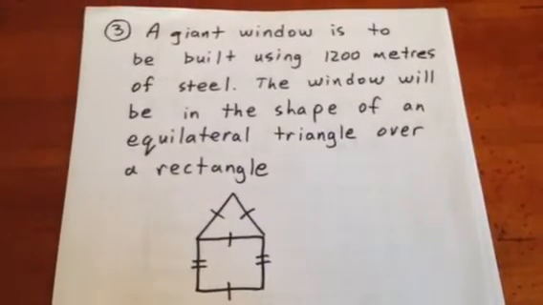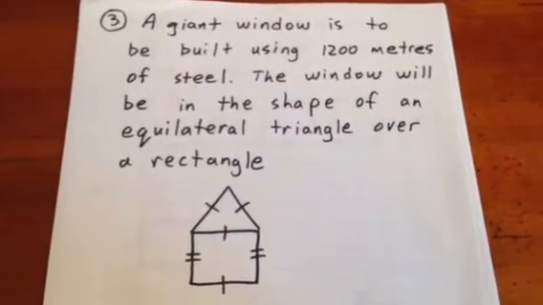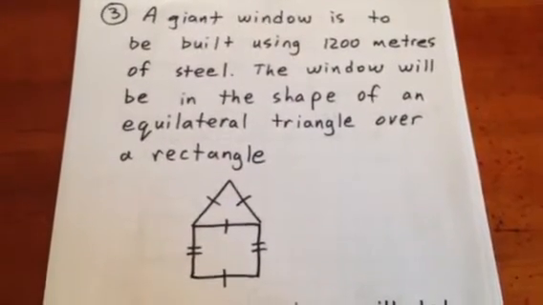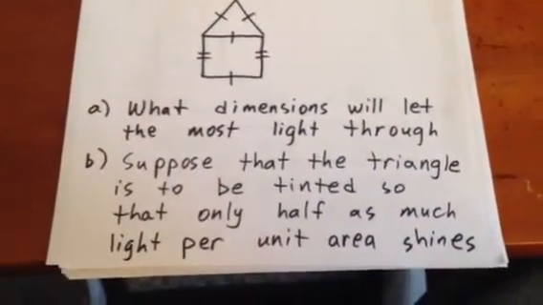A giant window is to be built using 1,200 meters of steel. The window will be in the shape of an equilateral triangle over a rectangle. We want to know what dimensions will let the most light shine through.